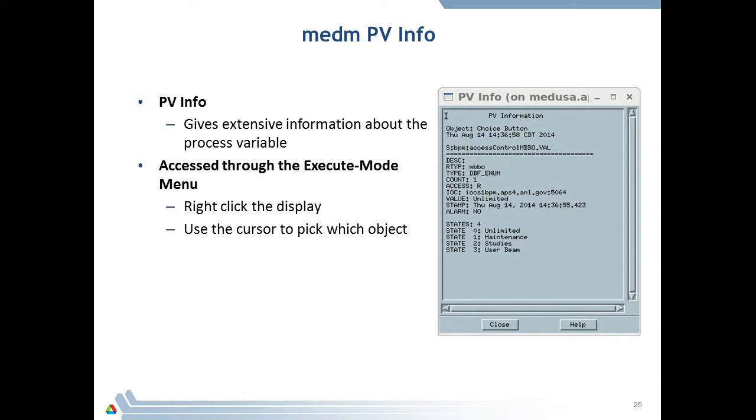PV info, here's another way you can get more detailed information about a process variable. What you do is just right-click on the display and use a cursor to pick an object. And it gives you this detailed information. It tells you what the record type is, for example. It tells you what IOC it's assigned to. It tells you what the alarm level is, what the states are. It gives you a timestamp. More detailed information with PV info.